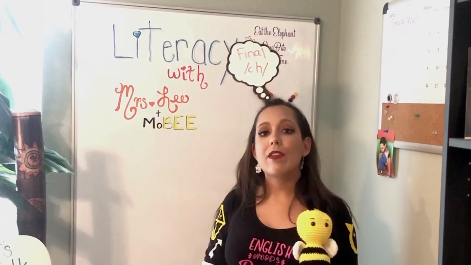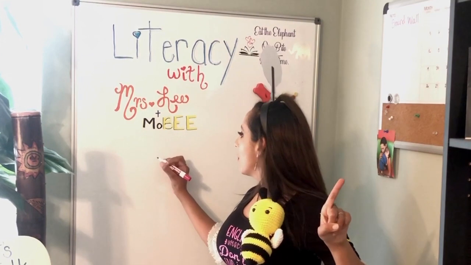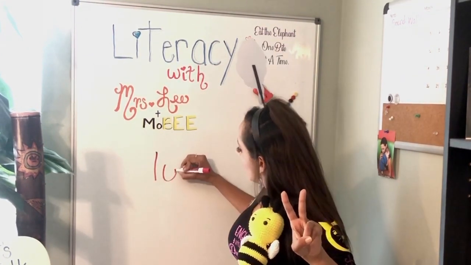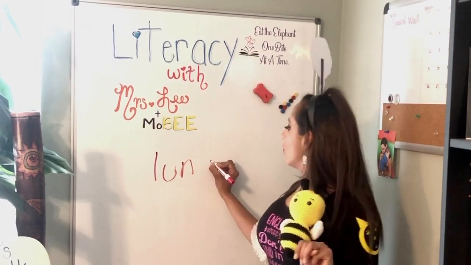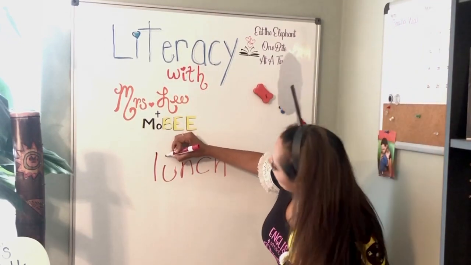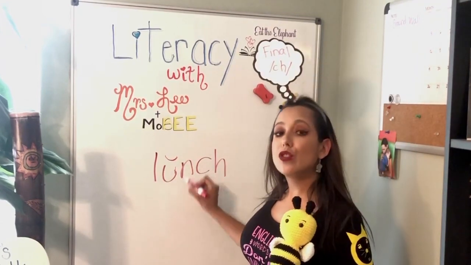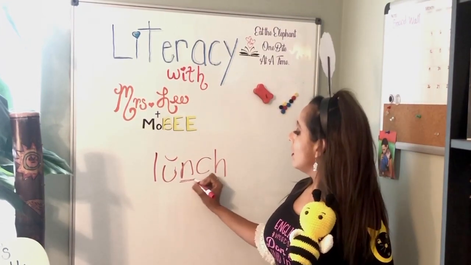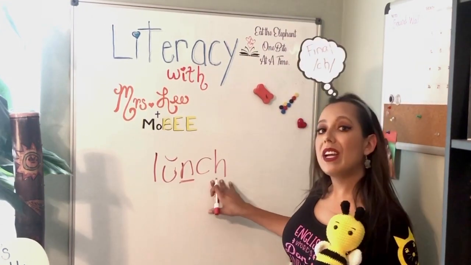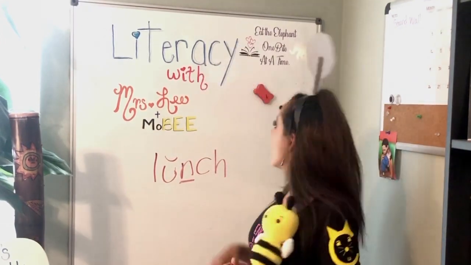So let's put our graphemes to our phonemes in the word lunch. Are you ready? Ch. Lunch. I'm going to put my brave up here. So I remember it's a short vowel. And yes, it does have a short vowel, but there's that consonant in between the short vowel and the final ch sound. So that's how I know that ch sound is spelled with a CH.